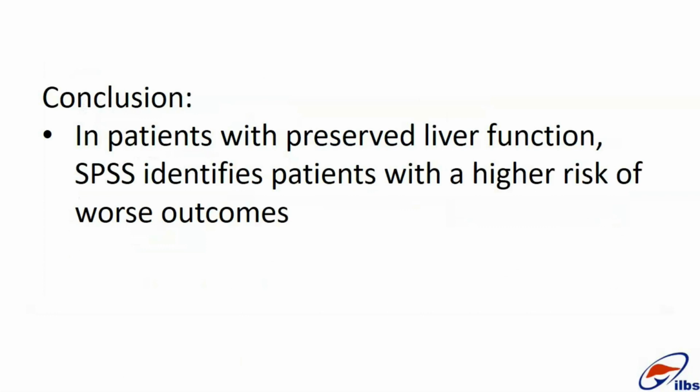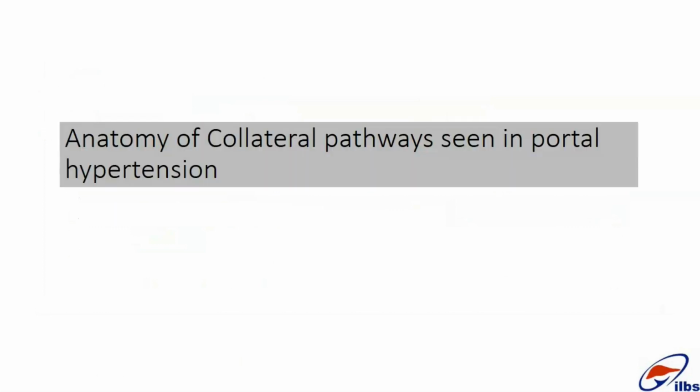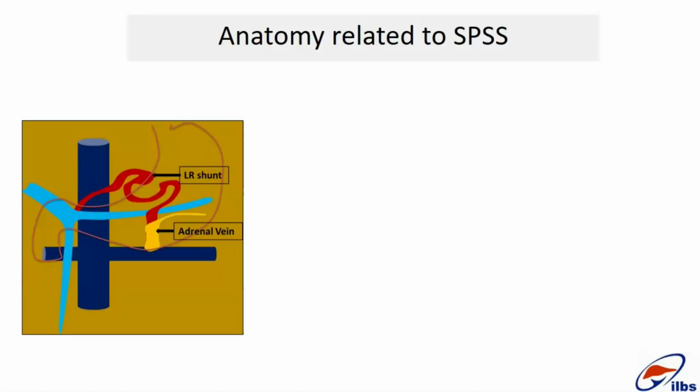What we conclude is that in patients with preserved liver function, SPSS identifies patients with a higher risk of worse outcomes. That's most important. SPSS, outcome poor. We need to remember that. With this, I'll set the ball rolling and come to the anatomy of the collateral pathways.